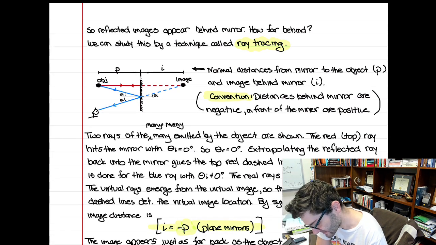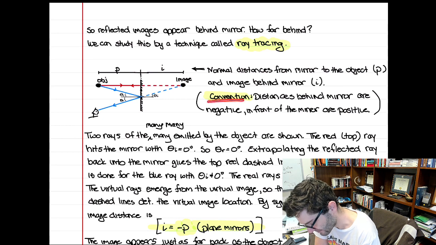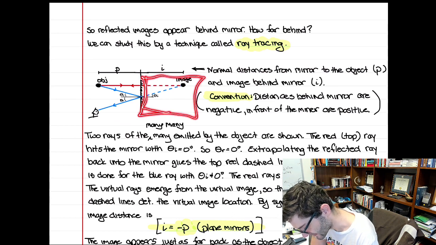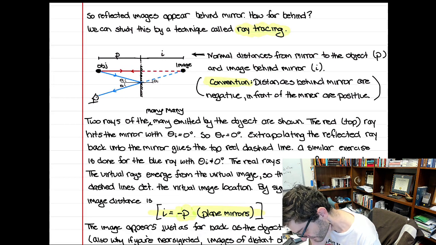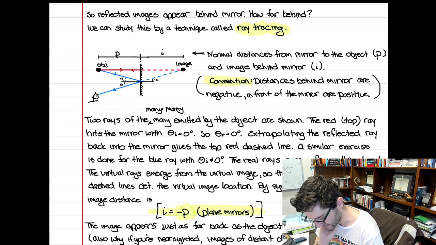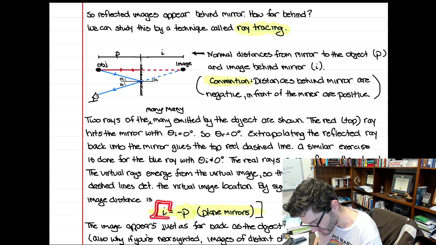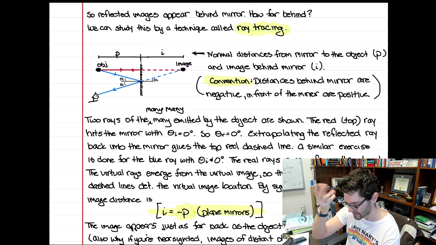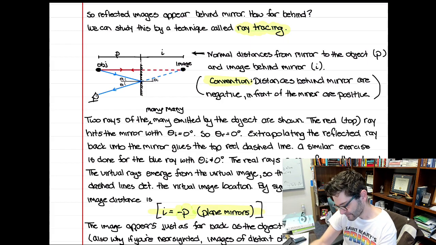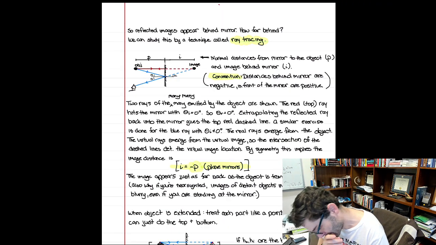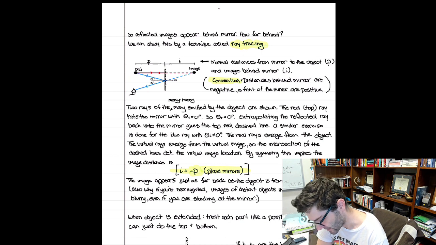So, in this case, we might quantify that, and there's a convention that we say that the distances on the real side of the mirror are positive, and the distances on the Narnia side of the mirror, the things that exist behind the mirror, are negative. So in this case, the way we would quantify this is to say that the location of the image is just negative the location of the actual object for plane mirrors. And that's for a point.